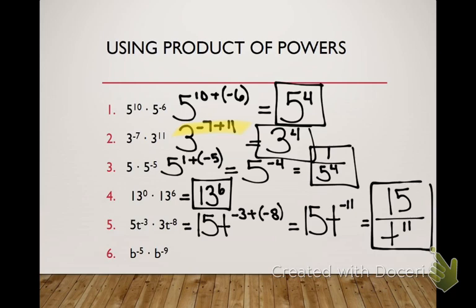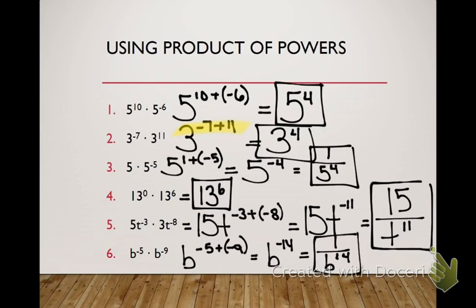So we get b to the -5 plus -9. What's -5 plus -9? Negative 14. B to the -14. Is this my answer? No. 1 over b to the 14th. Who got it right? Okay, good. Very good. And if you understand that, that's everything you need to know for part 1 of section 4.6.